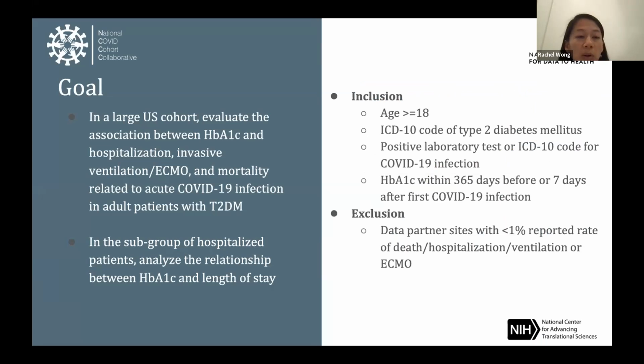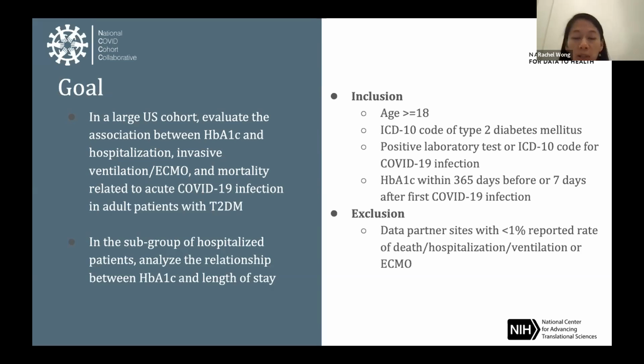So our goal was to use a large US cohort to evaluate the association between A1C and several COVID outcomes, namely hospitalization, invasive ventilation or ECMO, and mortality in acute COVID-19 infection for patients who had type 2 diabetes. We also analyzed the subgroup of hospitalized patients to look at the relationship between hemoglobin A1C and length of stay.